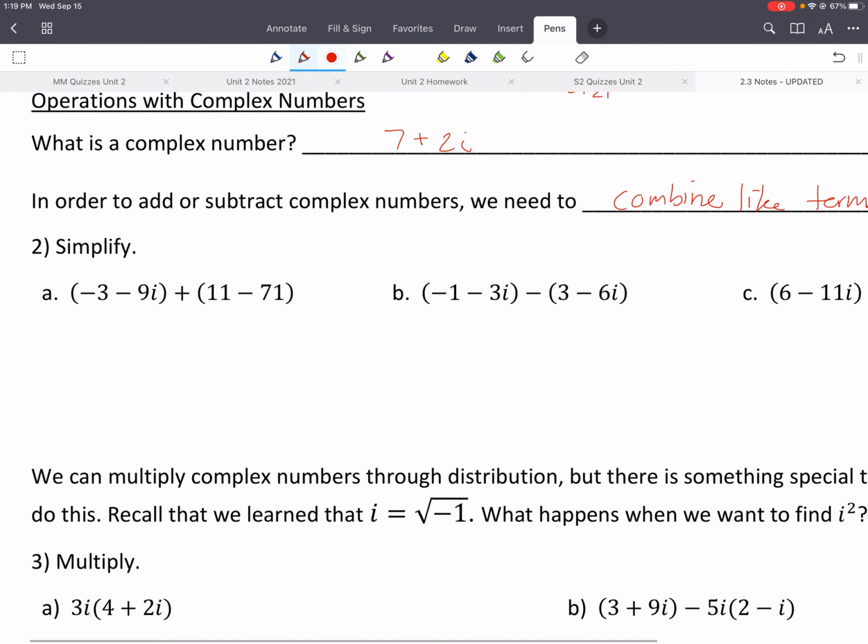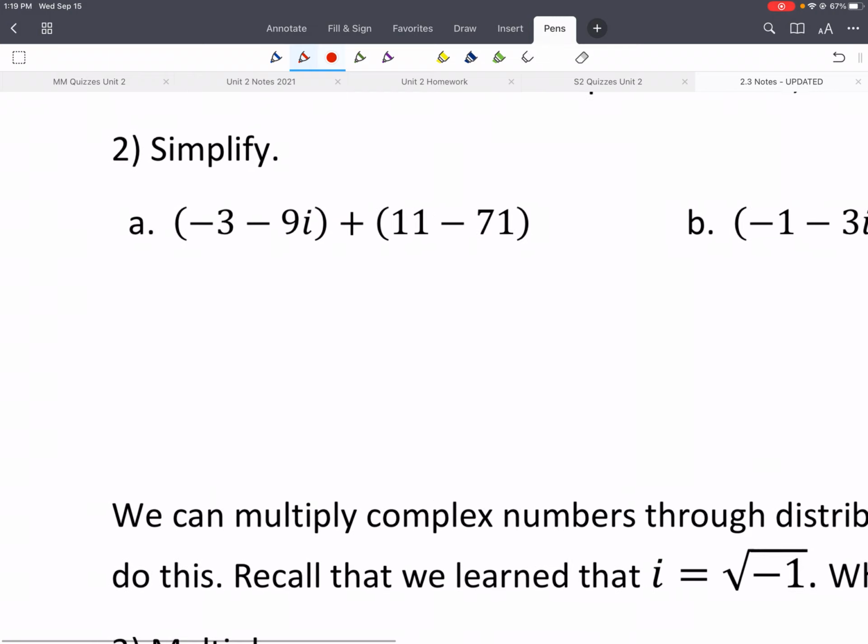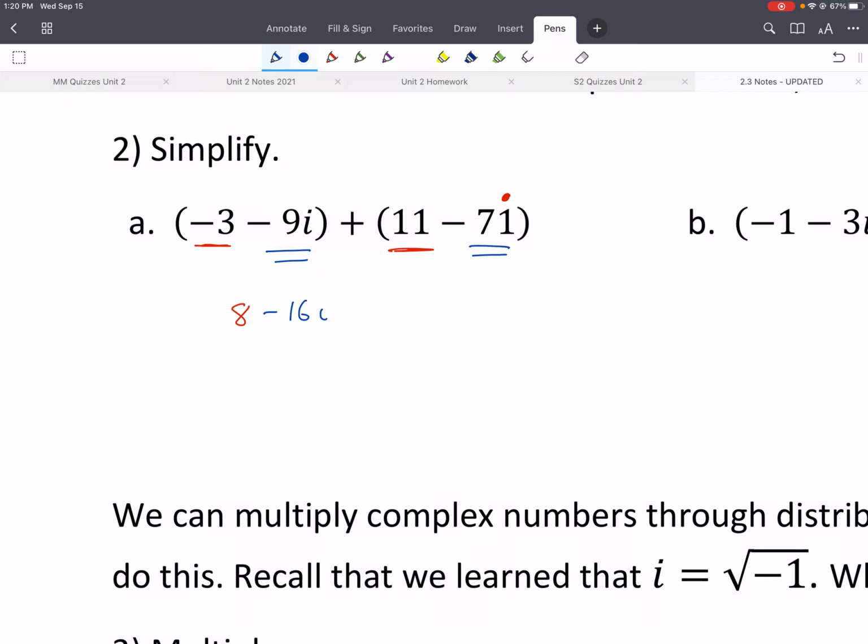In order to add or subtract complex numbers, we will combine like terms, okay? Just like we did with polynomials. One thing, I made a mistake here: this should be an i. I actually fixed it last year, and then I changed it, and it stayed back. So this is an i, okay? So combine like terms. Again, reals and reals are like terms, so negative 3 and 11 would give us 8. And then we have the imaginaries, and those are like terms. So negative 9 minus 7 would give us negative 16i. And that's all there is to it, okay?